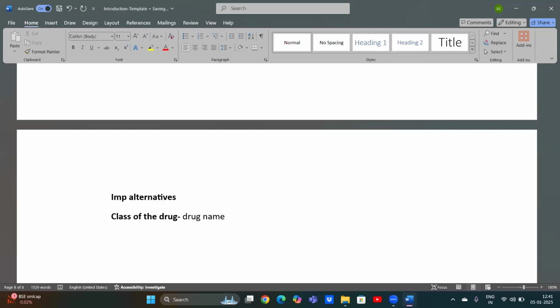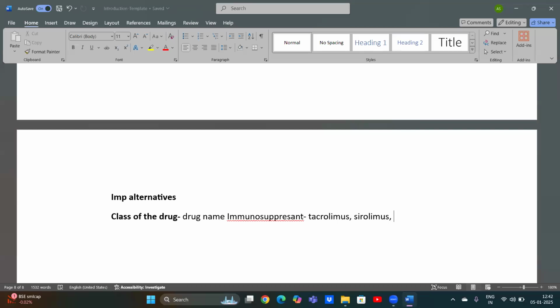Suppose you say that it is an immunosuppressant. You will write the class like this, and then you will give, like suppose tacrolimus is there, sirolimus is there, many other drugs are there. So whatever drugs are being used for NSCLC as an immunosuppressant, those only you have to present here. Tacrolimus, sirolimus, etc. You write.